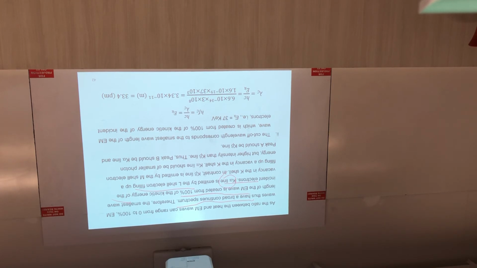And then K alpha is emitted by an L shell electron filling up the vacancy in the K shell. In contrast, K beta is emitted by an M shell electron filling up a vacancy in the K shell. K alpha should therefore be of smaller photon energy, but higher intensity than K beta. Therefore, peak B should be K alpha and peak A should be K beta. So, smaller photon energy means K alpha has a longer wavelength. Now, we have another statement here, but higher intensity.